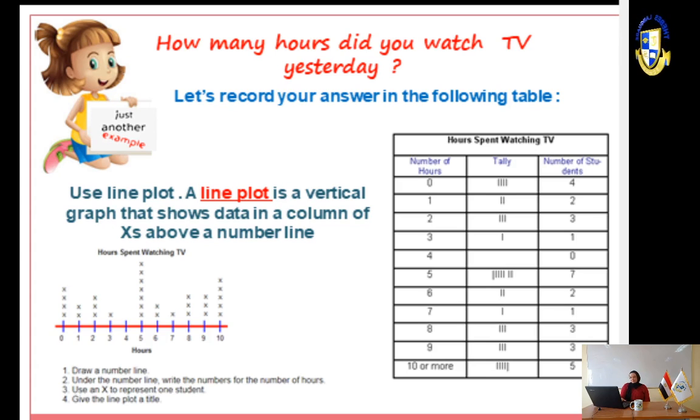How many students watched the TV for 4 hours? We have nothing, it's 0, so we are not going to draw any x. How many students watched the TV for 5 hours? We have 7, so we are going to draw 7 x's over the 5. How many students watched the TV for 6 hours? We have 2 students, so we are going to draw 2 x's. How many students watched the TV for 7 hours?